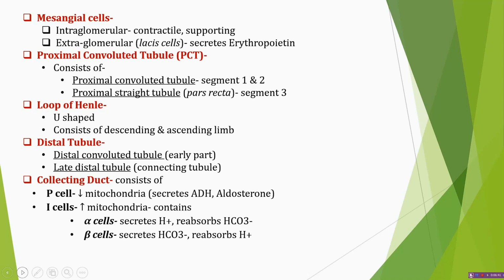already seen. The distal tubule has a distal convoluted part and a late distal tubule, which continues into the cortical collecting duct. Now the collecting duct has two types of cells: the P or the principal cells, and the I or the intercalated cells. The difference between them is the metabolic activity. The P cells have less metabolic activity than the I cells. And I cells also contain two types of cells: the alpha and beta cells. They help to regulate the acid-base balance.